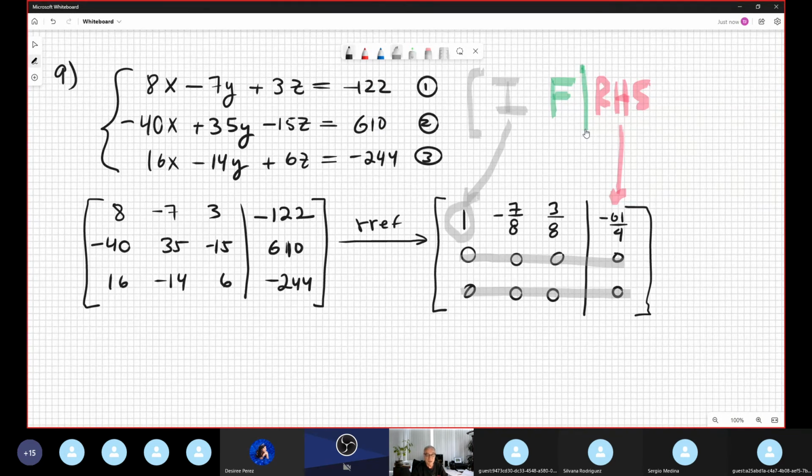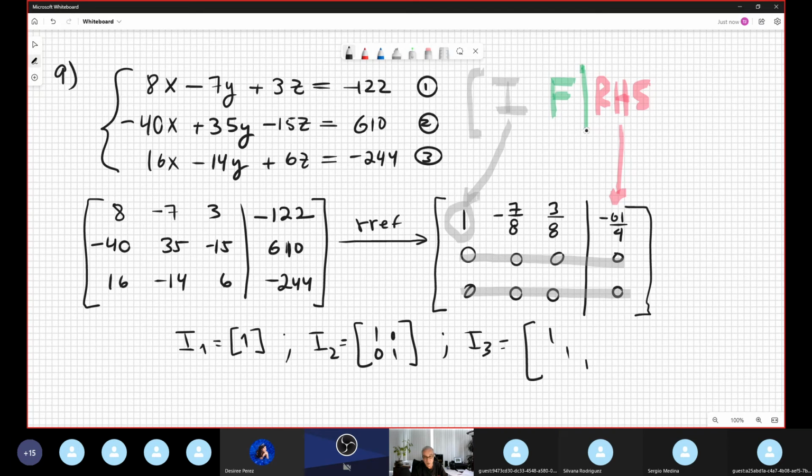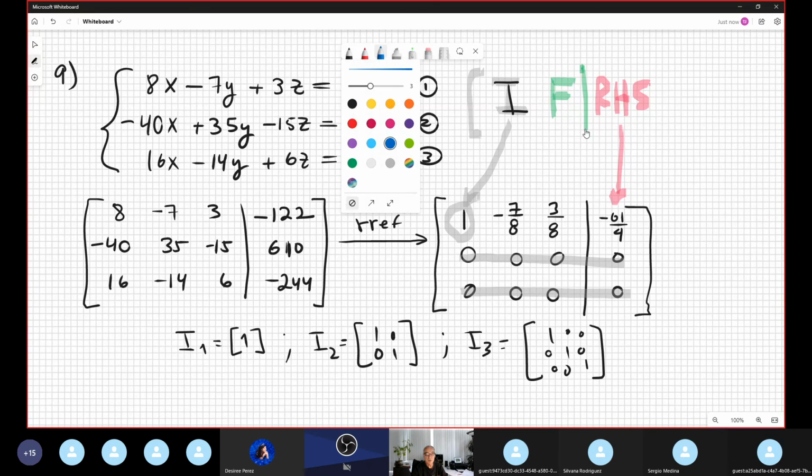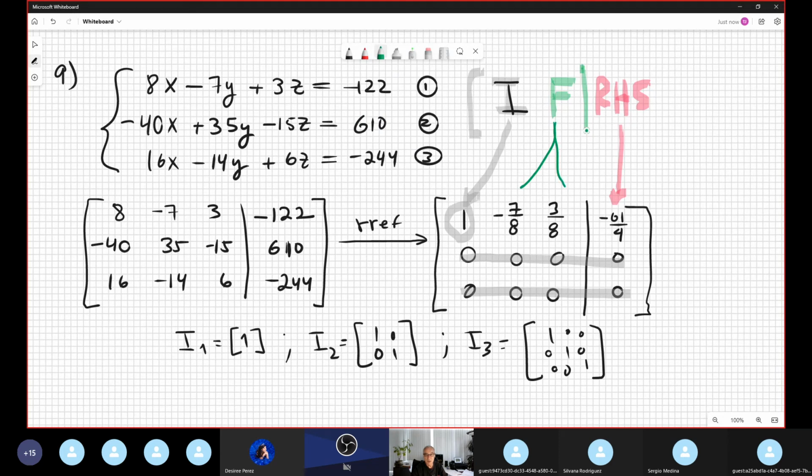Okay, actually, remember, identity matrix of dimension 1 is just 1. Identity matrix of dimension 2 is 1, 0, 0, 1, and so on. Identity matrix of dimension 3 is 1, 0, 0, 0, 1, 0, 0, 0, 1, and so on. So actually, the identity matrix block is this one, and this is the free guy, the free variable. The free ones are this and this. That means that the x variable is not free. The only free ones are y and z, two free.